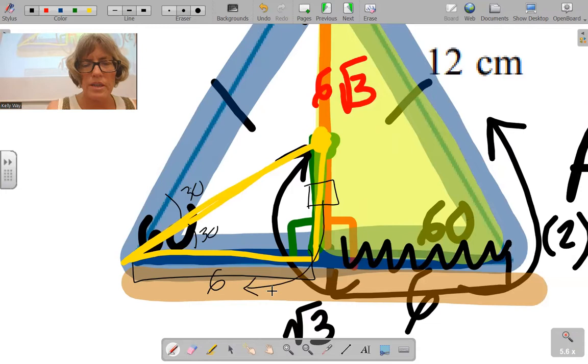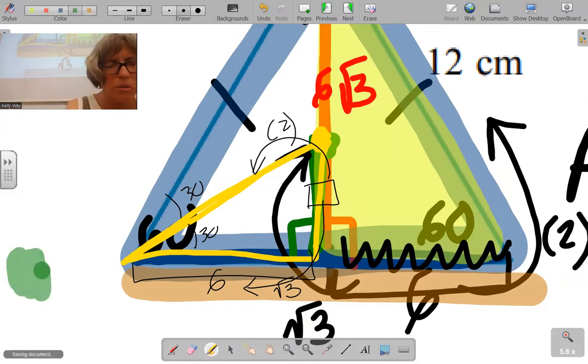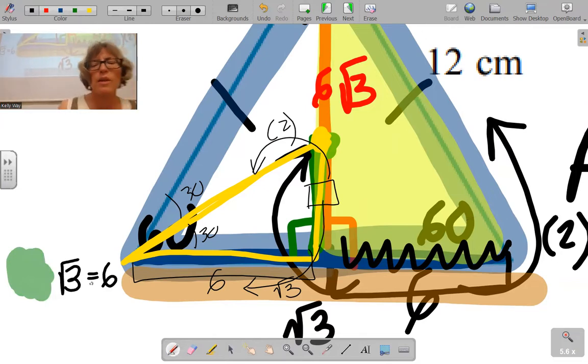So short leg to long leg times root 3, short leg to hypo times by 2. So it would look like this. Your green apothem would read like this. Something times root 3 is 6. That's how that would read. You should recognize the something there is 2 root 3.